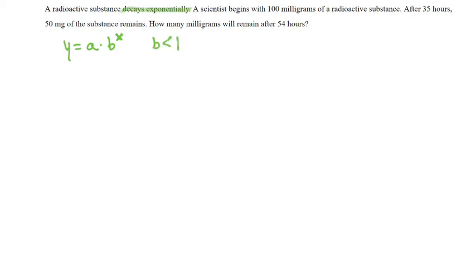Because if b was 1, we'd end up having a graph that was a straight line. If b is greater than 1, we get exponential growth. And if b is less than 1, we get exponential decay, right? So it's decaying. And so I know all of that.